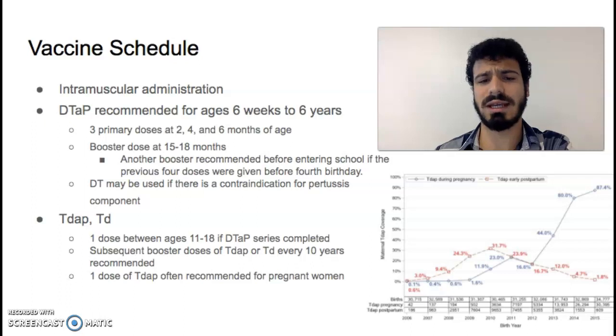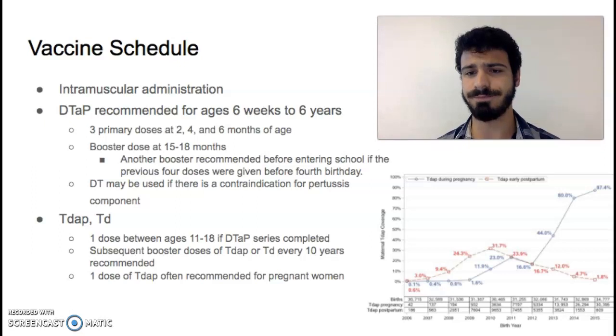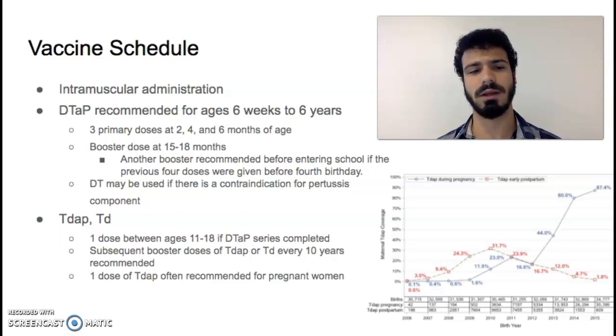And then 1 dose of Tdap is often recommended for pregnant women. It's an off-label recommendation, but the point of that is to reduce the stress of the burden of the pertussis component on the infant as much as possible. And this graph down here shows some evidence for some basis for that recommendation.